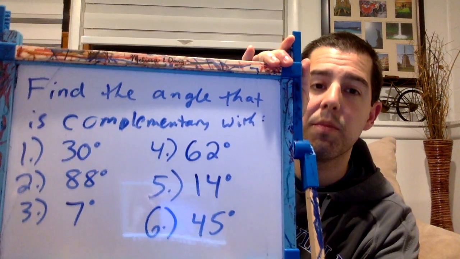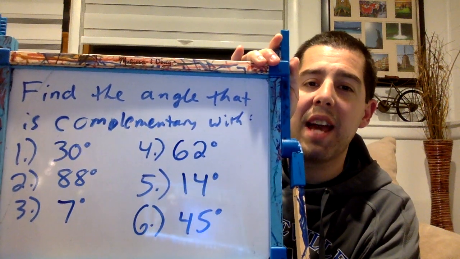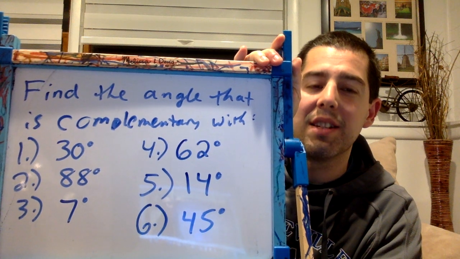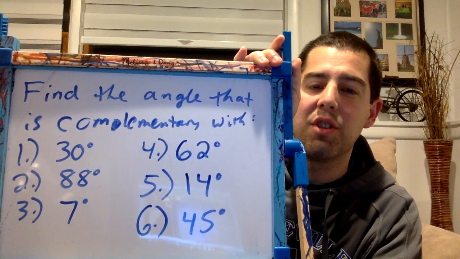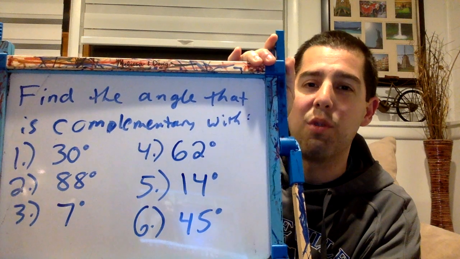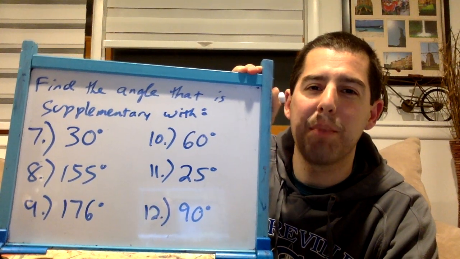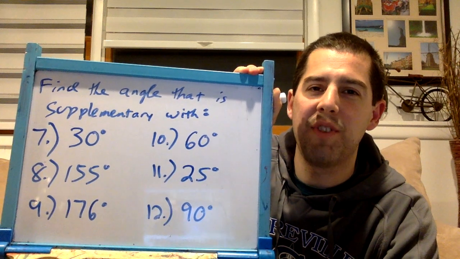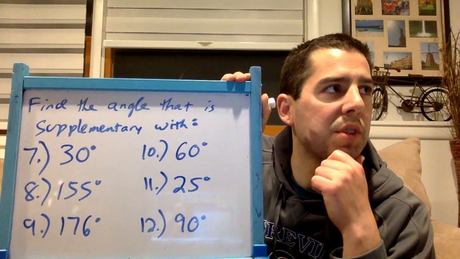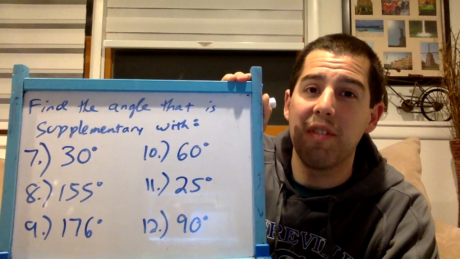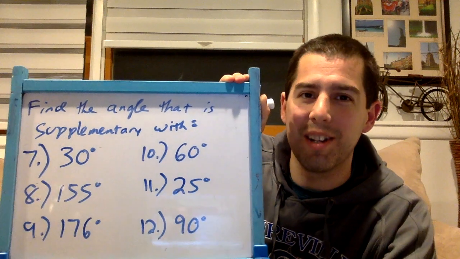Today's classwork, assignment number 19, will be 15 problems. Here they are. 1 through 6, find the angle that is complementary with 30 degrees, 88 degrees, 7 degrees, 62 degrees, 14 degrees, and 45 degrees. 7 through 12, find the angle that is supplementary with 30 degrees, 155 degrees, that problem looks familiar, 176 degrees, 60 degrees, 25 degrees, and 90 degrees.